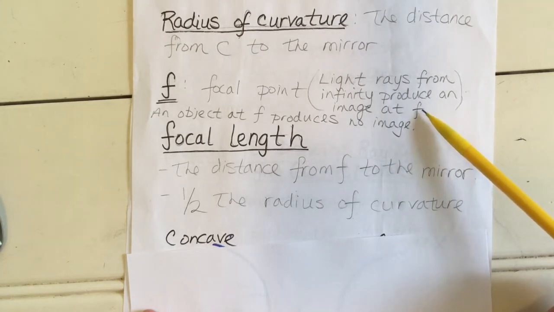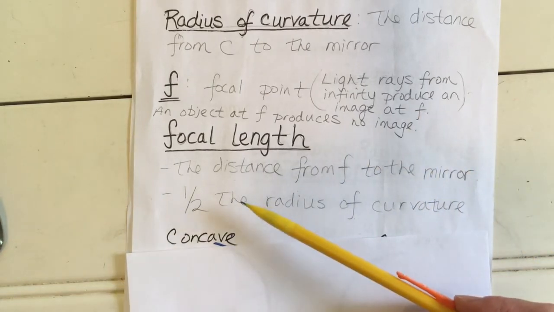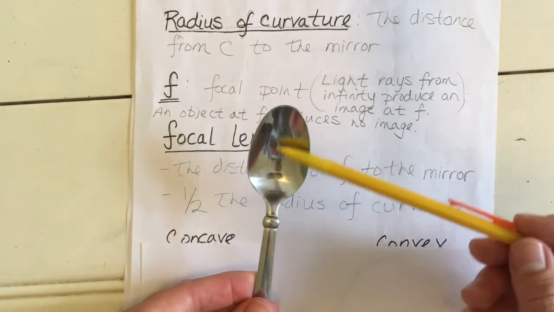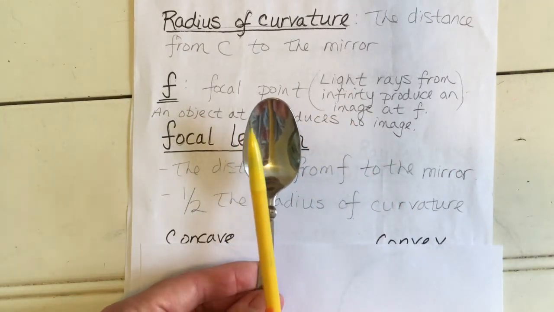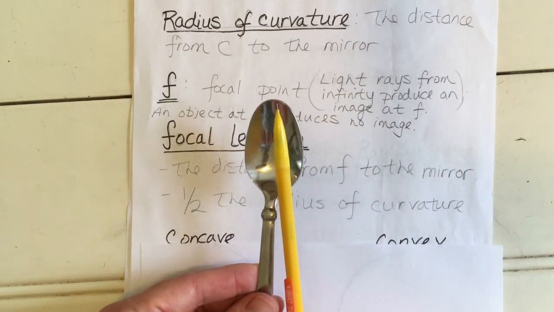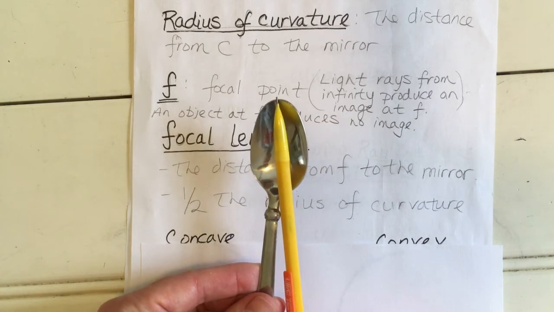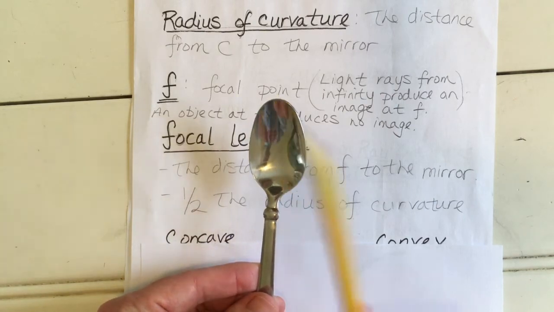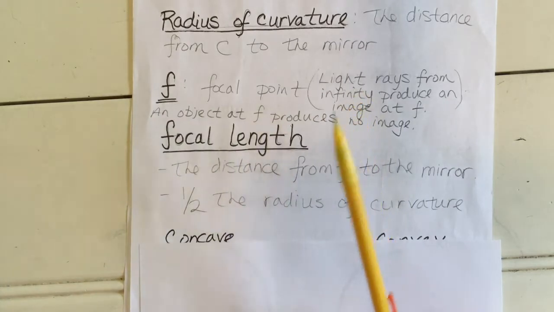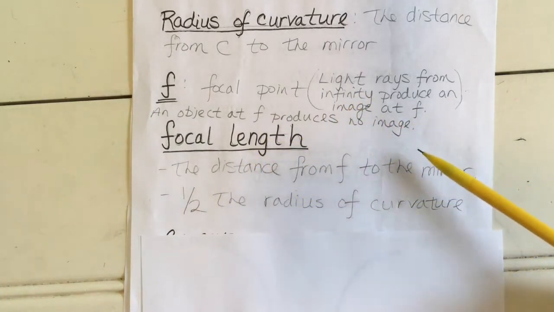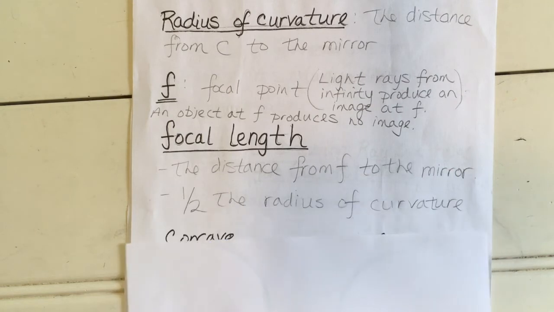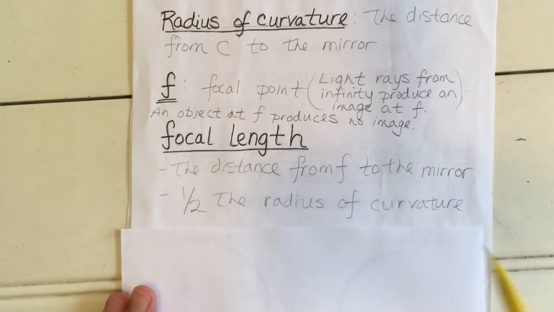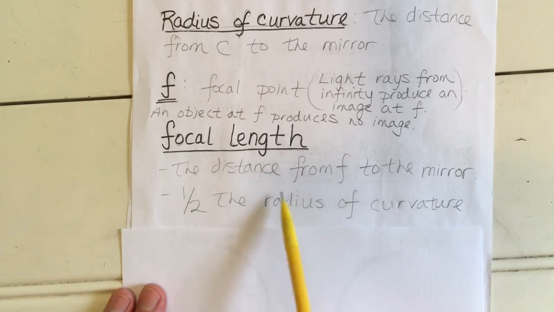Meaning that if you are at the focal point of a concave mirror and you stand right at the focal point, notice the image disappears, right? So when the object is at the focal point, there's no image. And I'm going to come back to that here in a second. So the focal length is the distance from F to the mirror, which is half the radius of curvature.